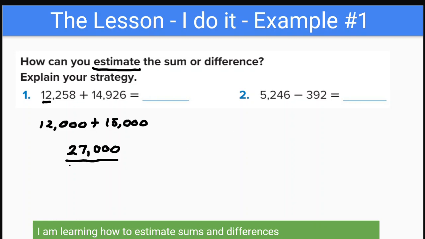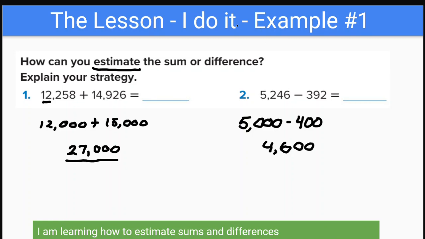It says 5,246 subtract or minus 392. Well, once again, let's call this pretty close to 5,000, okay? If we were rounding, and we're not rounding exactly, we're just kind of estimating. And then take away 392. Well, that's pretty close to 400, isn't it? Okay. Now, we have 5,000, take away 400. Well, that comes out to 4,600.